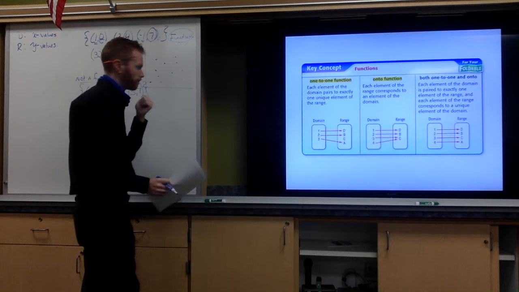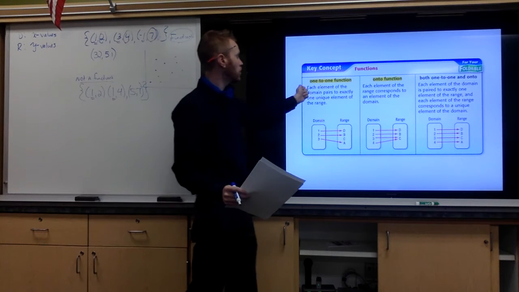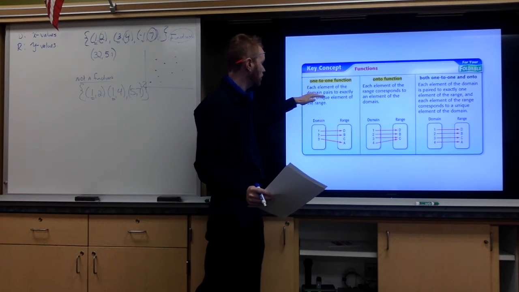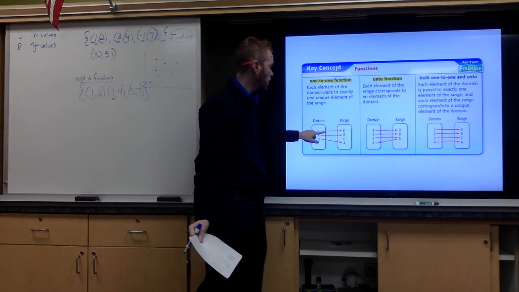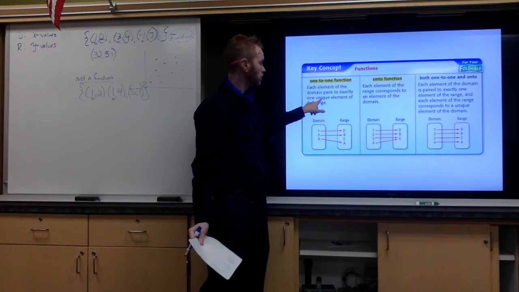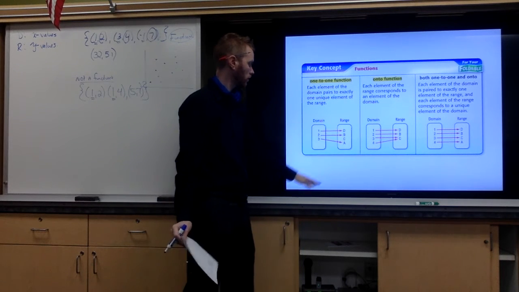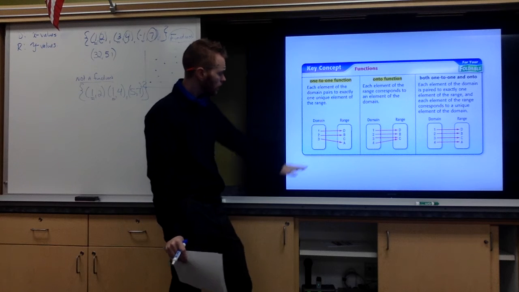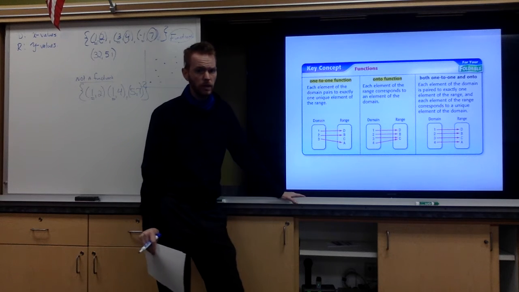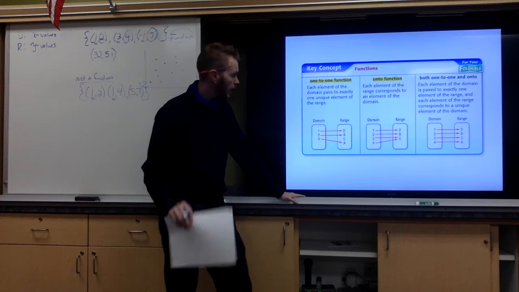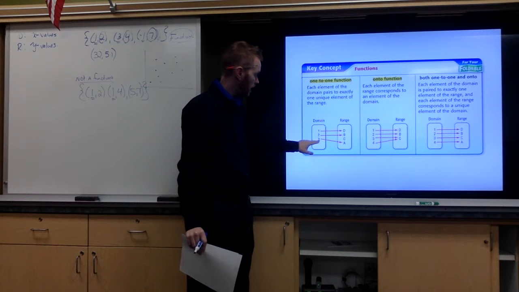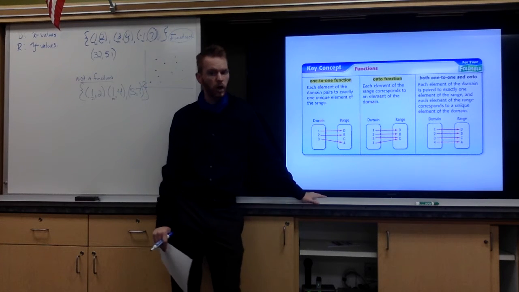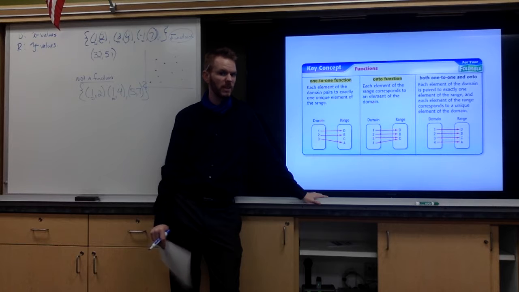Okay? So you could have a one-to-one function. Each element in the domain pairs up to one unique, that's important, unique element in the range. Okay? Not everything was selected, and that's okay. As long as these guys are not partnered up with more than one y value. Okay, then it's not a function.